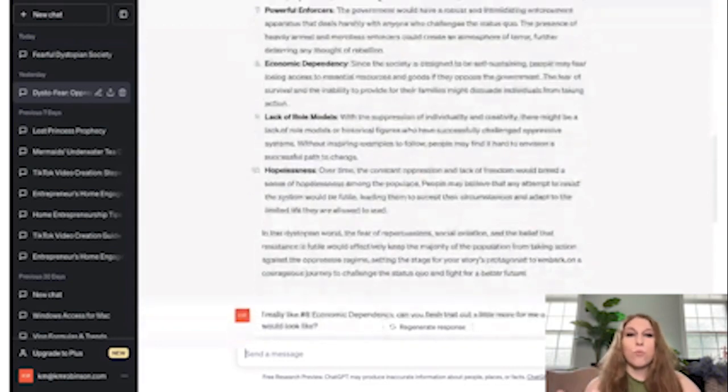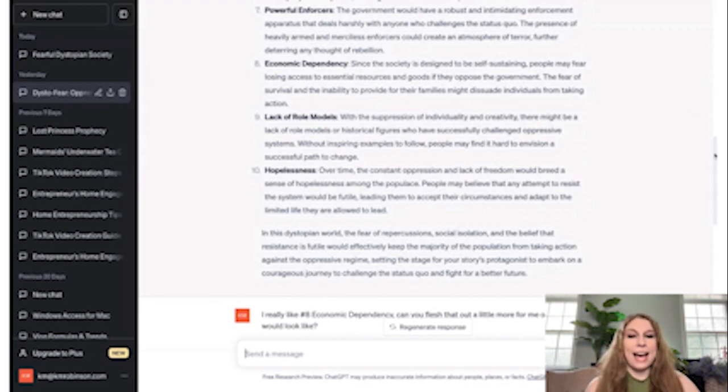Lack of role models, hopelessness, economic dependency. I think that was probably the one I was working for. It was. So economic dependency, since the society is designed to be self-sustaining, people may fear losing access to essential resources and goods if they oppose the government. The fear of survival and the inability to provide for their families might dissuade individuals from taking action.